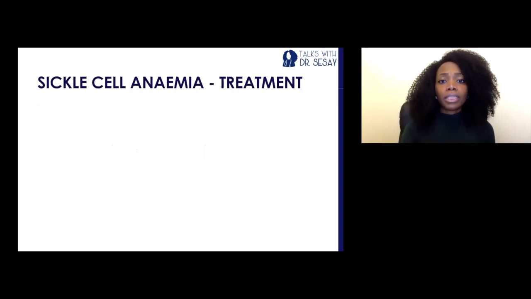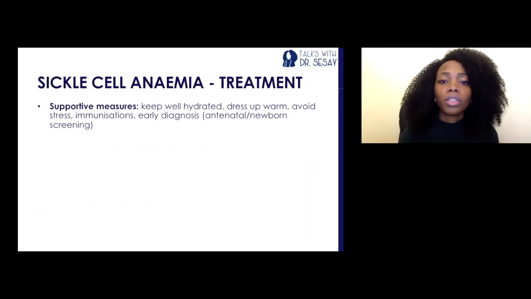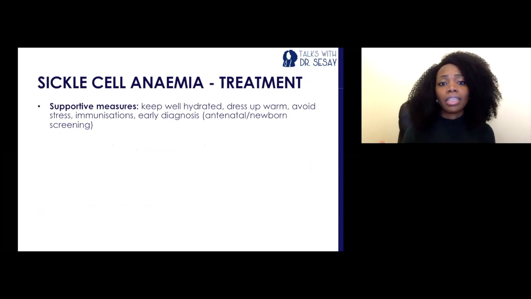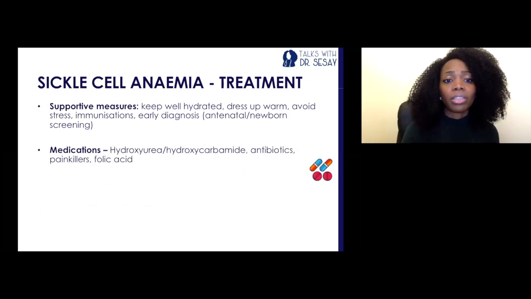So how do we treat sickle cell anemia? Most of the treatment is what we call supportive. So we encourage patients with sickle cell anemia to make sure that they keep well hydrated, they dress warm, they avoid stress, they have all their immunizations, because again, they're at increased risk. And the best thing would be early diagnosis. So if they're found either by antenatal or newborn screening, meaning that they can start supportive treatment early, to prevent the complications that we discussed earlier.